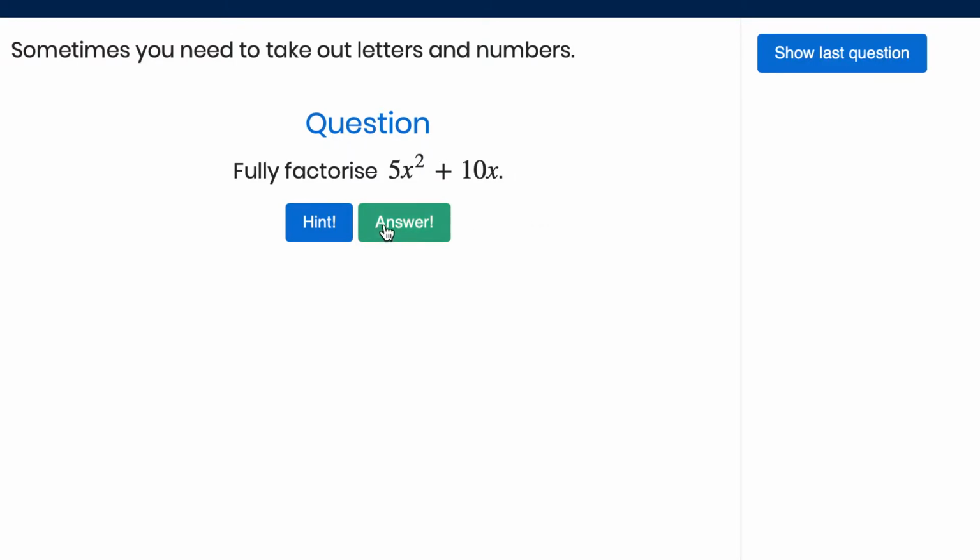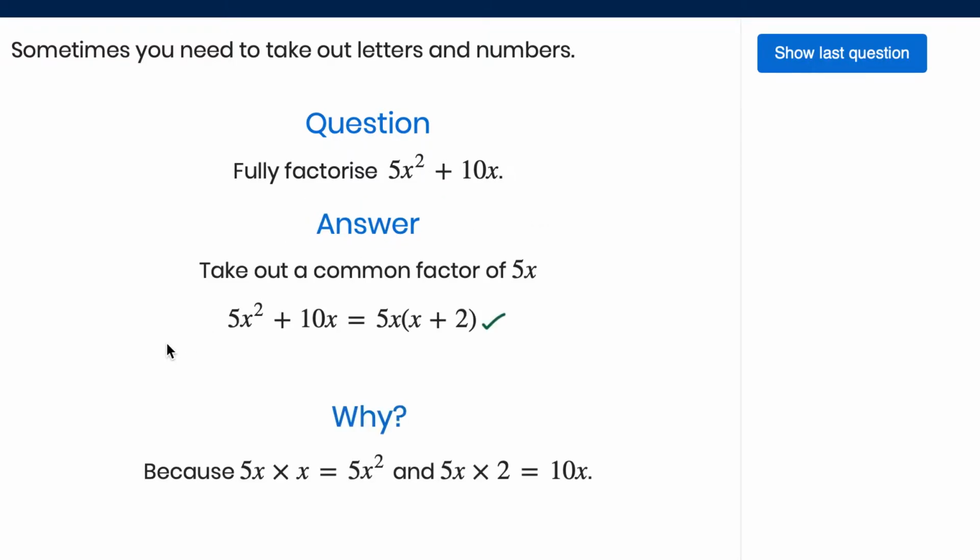Okay, so here is the answer. We take out a common factor of 5x, and this is because you can take out a 5, and you can also take out an x, since they are both factors of 5x squared and 10x. So the answer is 5x outside the brackets and x plus 2 inside the brackets. And this is because 5x times x is 5x squared and 5x times 2 is 10x.